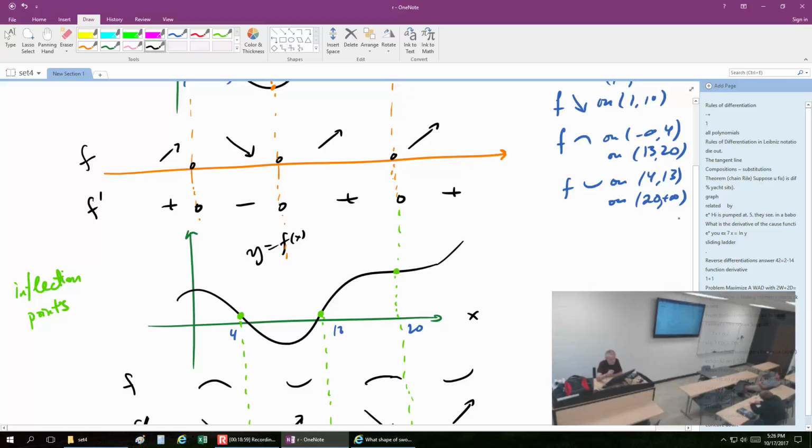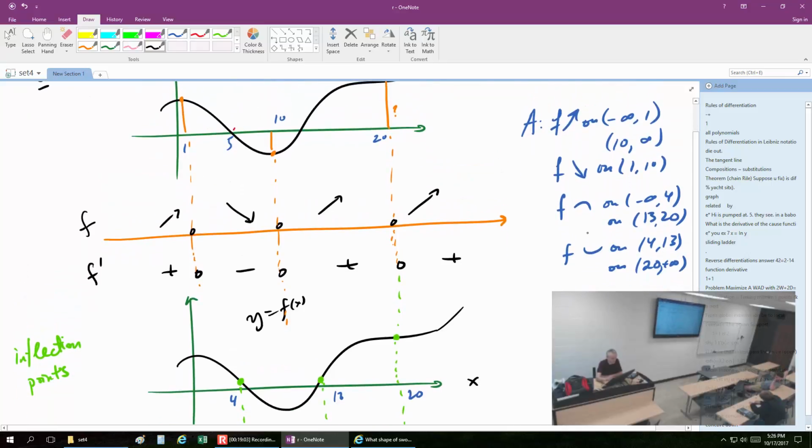Okay, and then as I said, it is probably often the most important thing to conclude, and it is to specify the maximum and minimum points. So max and min, local of course. We can only speak of local ones. Maximum at 1 and minimum at 10. So that would be the complete description of the function.